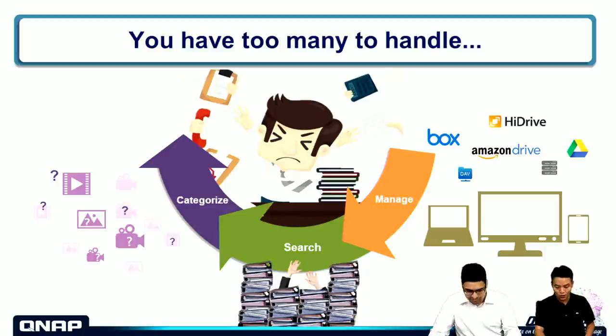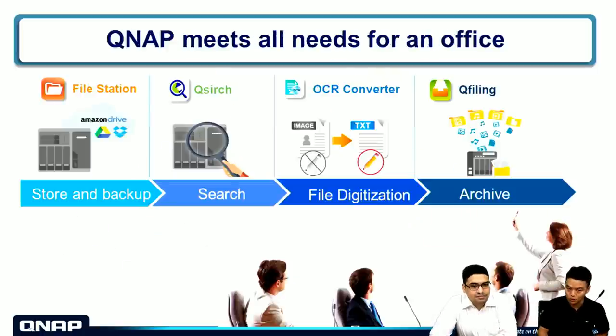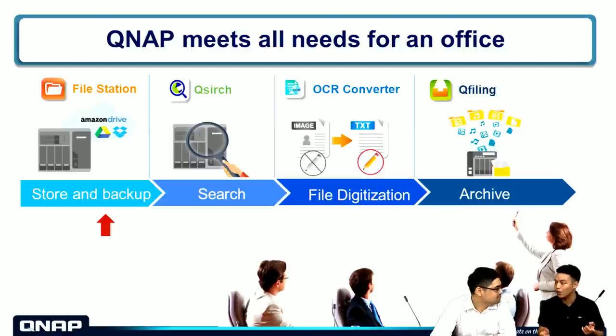Yes, that's so true. So our total solution consists of mainly four apps. File Station, our old friend, which will be handling the storage and backup for us. And QSearch, I believe many QNAP fans are familiar with it, but it's getting even more powerful with QTS 4.3.4. And our totally new friend, OCR Converter.